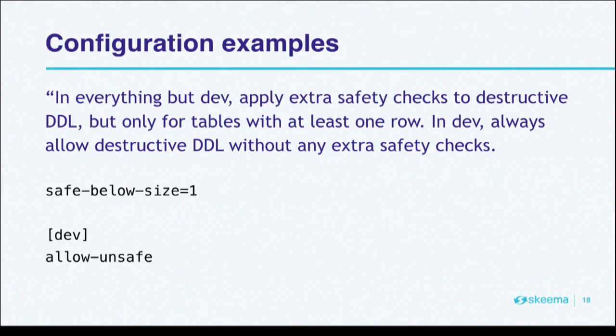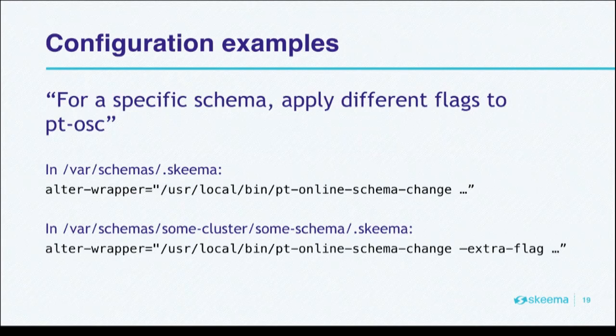But then we're saying in dev, allow unsafe changes always, because it's not production data. You can say for a specific database schema, apply different flags to pt-OSC. Again, a slightly convoluted example, but the main takeaway here is at the top level, we're defining a global config that says to use pt-online-schema-change. But then for some specific cluster and some specific schema in that cluster, we're then having another config file that basically overrides the alter wrapper setting.